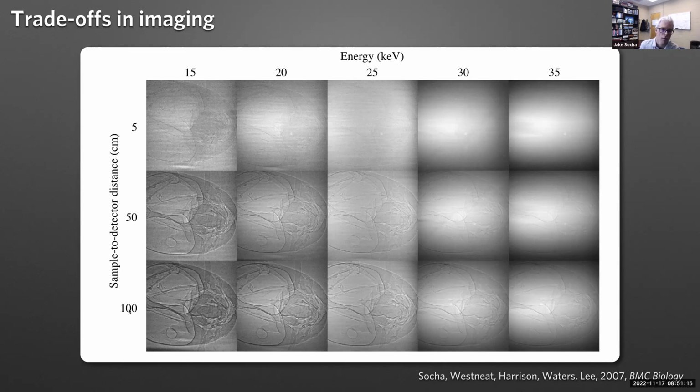And then on the y-axis here, we have sample to detector distance. So this is close at 5 centimeters. This is 50 and 100. So you see, as you pull away, you increase your phase effect.